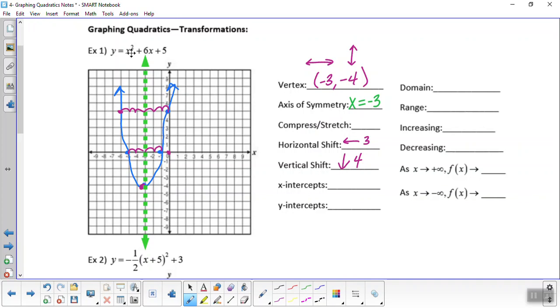Compression or stretch, again, occurs with the number that's in front of x squared. In this case, it's the number 1. So we don't have to worry about a stretch or compression. We're going to say none.